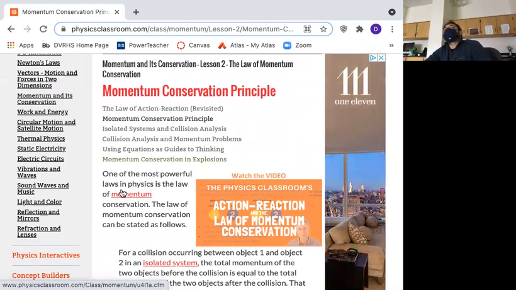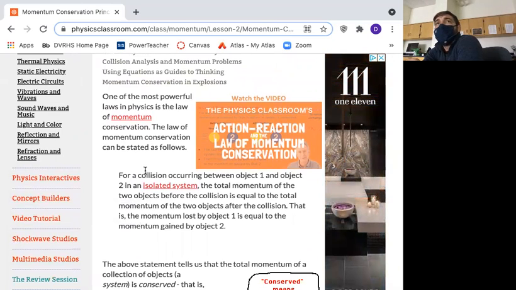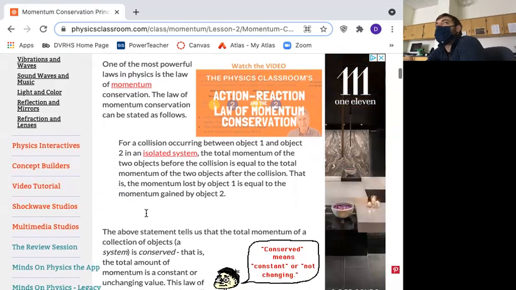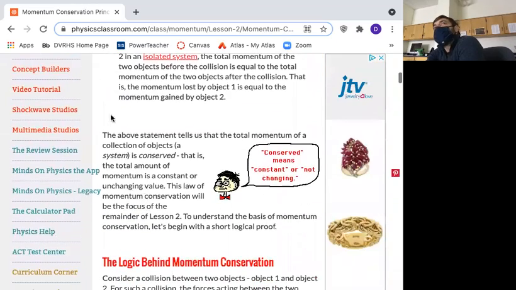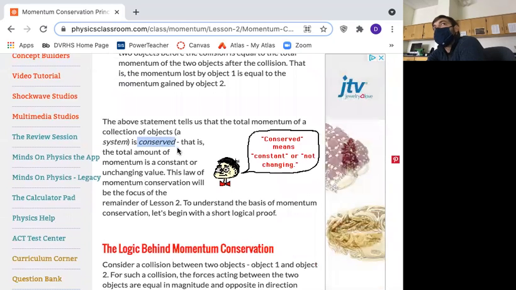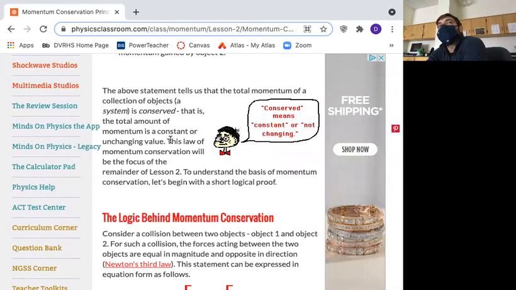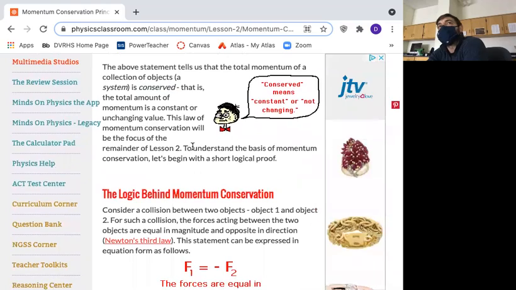One of the most powerful laws in physics is the law of conservation of momentum. The law of conservation of momentum can be stated as follows. For a collision occurring between object 1 and object 2 in an isolated system, the total momentum of the two objects before the collision is equal to the total momentum of the two objects after the collision. That is, the momentum lost by object 1 is equal to the momentum gained by object 2. The above statement tells us that the total momentum of a collision of objects, a system, is conserved. That is, the total amount of momentum is a constant or unchanging value. This law of conservation of momentum will be the focus of the remainder of the lesson.